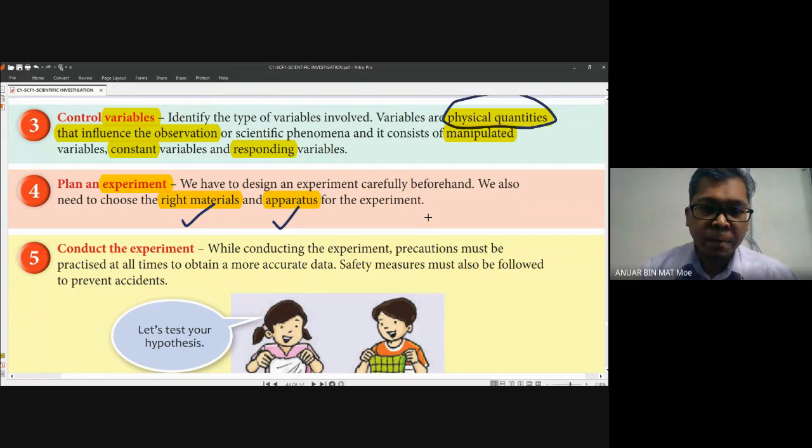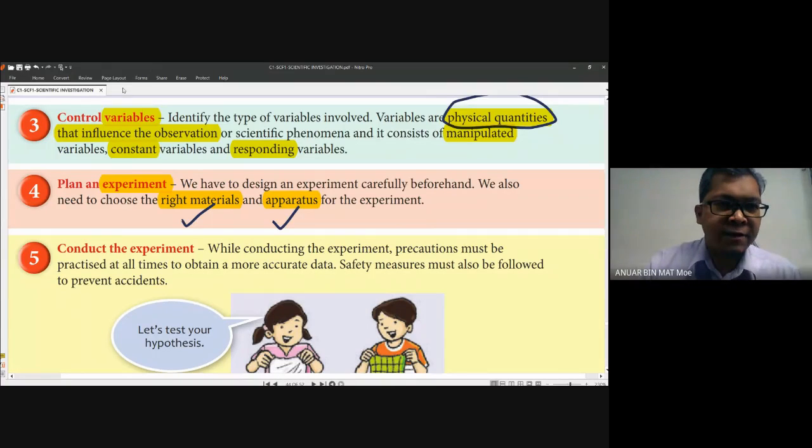For example, what? Water or salt or sugar. Once you use it, you cannot use it anymore. You need to discard it. You need to throw it away. But apparatus, for example, test tube, boiling tube, beaker, you can reuse and reuse it again. After you use it, you wash it and then you use it again. That's the apparatus and material.